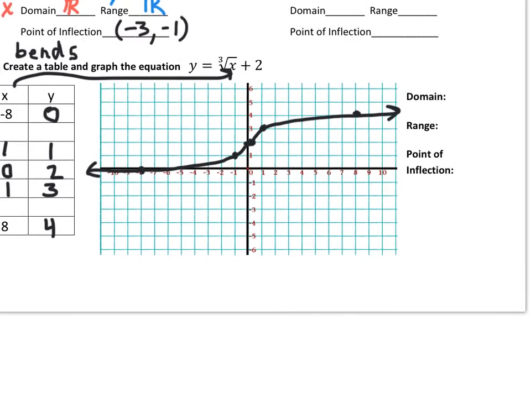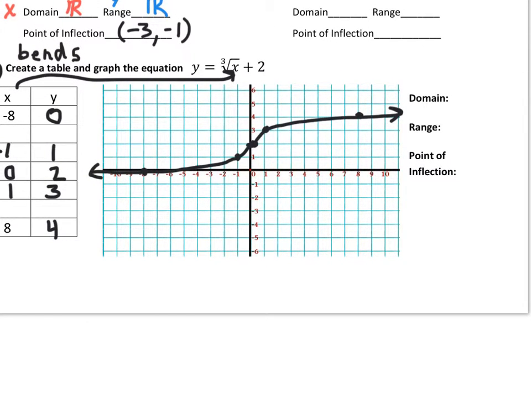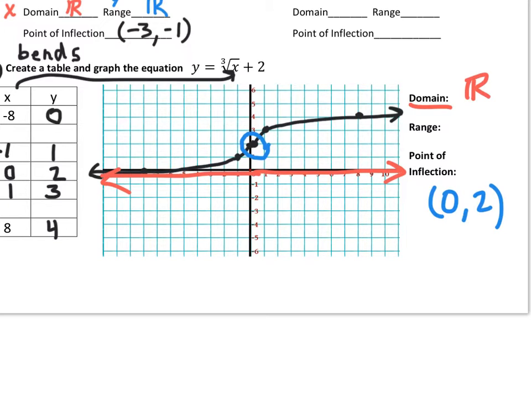So the last thing to do for this example is to fill out domain, range, and point of inflection again. Our point of inflection is where this graph bends. That's going to be the center here of our graph. That is the point (0, 2). And just like in the previous example, the domain, the possible x values of this graph, extend forever in both directions. So our domain is all reals. Same with our range. It goes up and down forever in both directions. So our range is, once again, all reals.